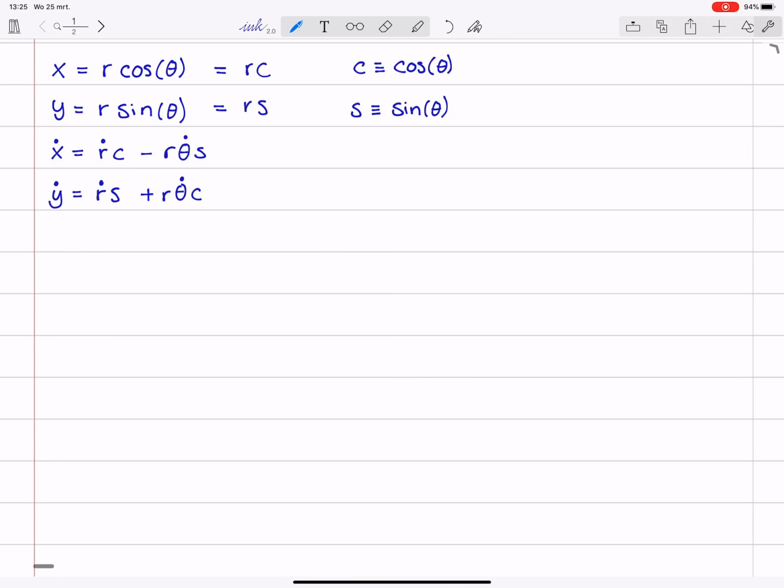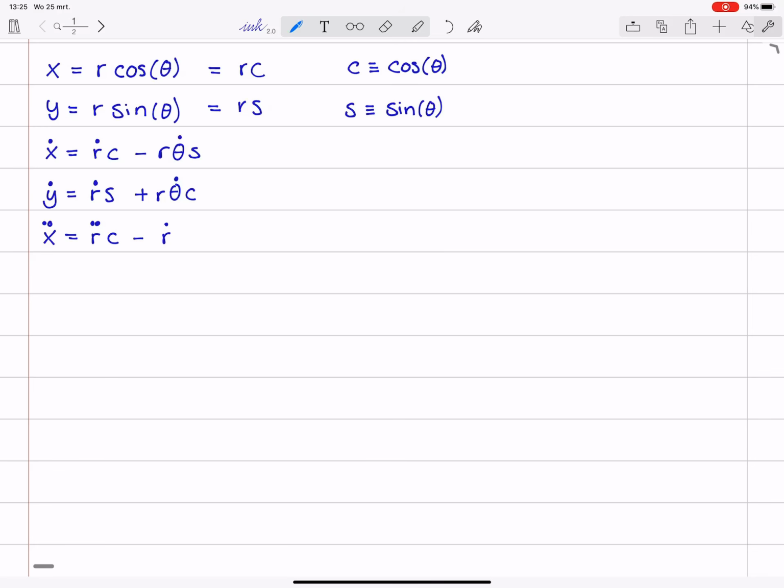Okay, let's differentiate once more. X double dot. So we have the derivative of r dot, which is r double dot, times the cosine. Then we have the derivative of the cosine, which is minus sine, times theta dot. So we have minus r dot theta dot times the sine. And then we are going to differentiate the second term, which will produce three new terms.